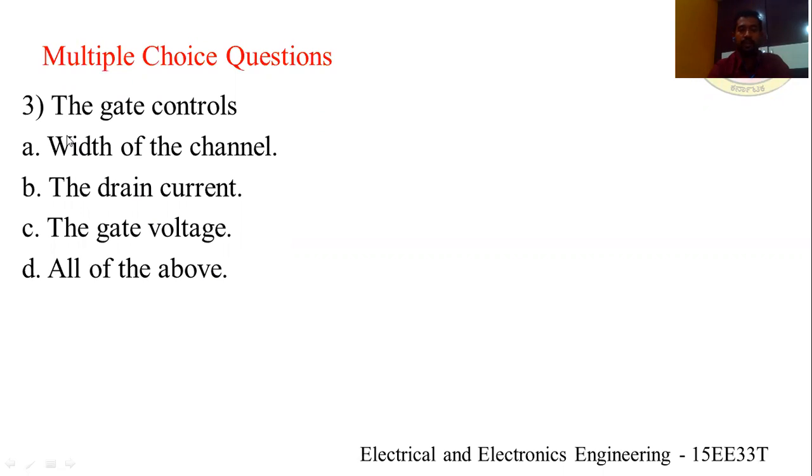Let's come to the third question. The gate controls: first option, width of the channel; second option, drain current; third option, gate voltage; fourth option, all the above. And the answer is D, that is all the above. The gate controls the width of the channel, the drain current, and the gate voltage also. So the answer is all the above.